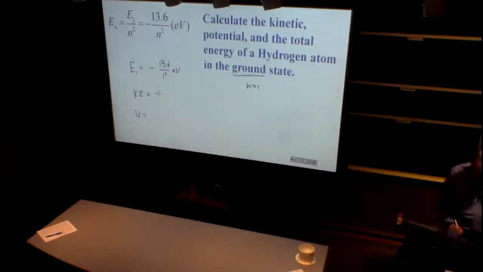Negative one, well, that's for the ground state, negative one times energy number one, 13.6 electron volts positive. It's kinetic energy, has to be positive. Two times ground state energy, so negative 27.2 electron volts. And of course, we could do it for any other state, for any other level.